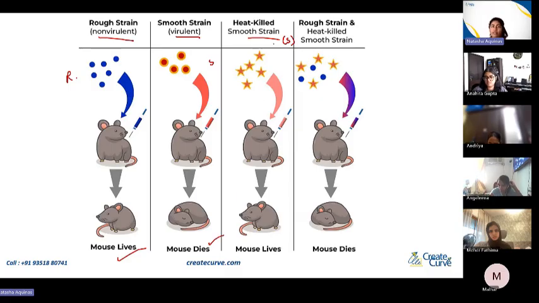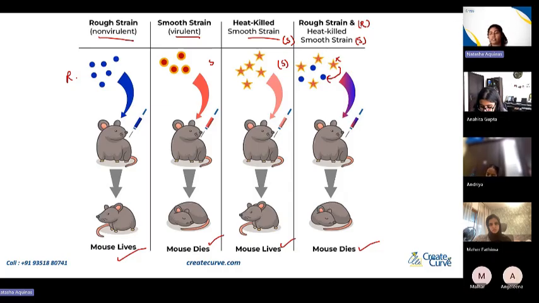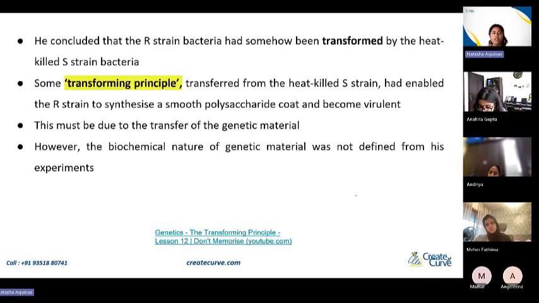Now you heat kill the smooth strain and then inject it, the mouse lives. But if you heat kill the smooth strain and also add the R strain, mixing it up and injecting it, the mouse still dies. Which means that if this one is dead, there's something that's getting transferred to the rough strain, which now makes it like the smooth strain, and then it is killing the mouse.